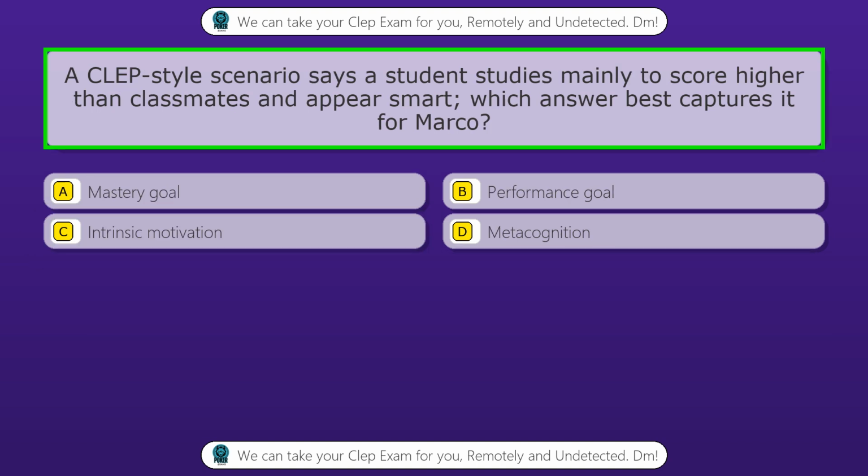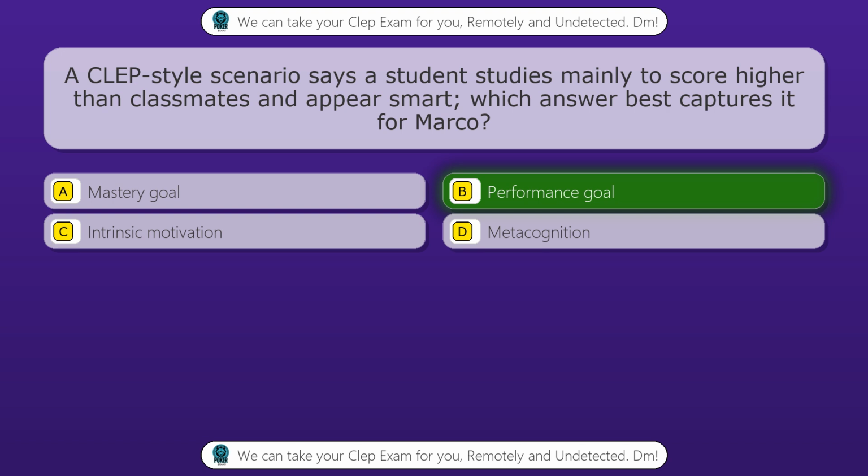Question 29. A CLEP-style scenario says a student studies mainly to score higher than classmates and appear smart. Which answer best captures it for Marco? Option A, mastery goal. Option B, performance goal. Option C, intrinsic motivation. Option D, metacognition. The correct answer is option B, performance goal.